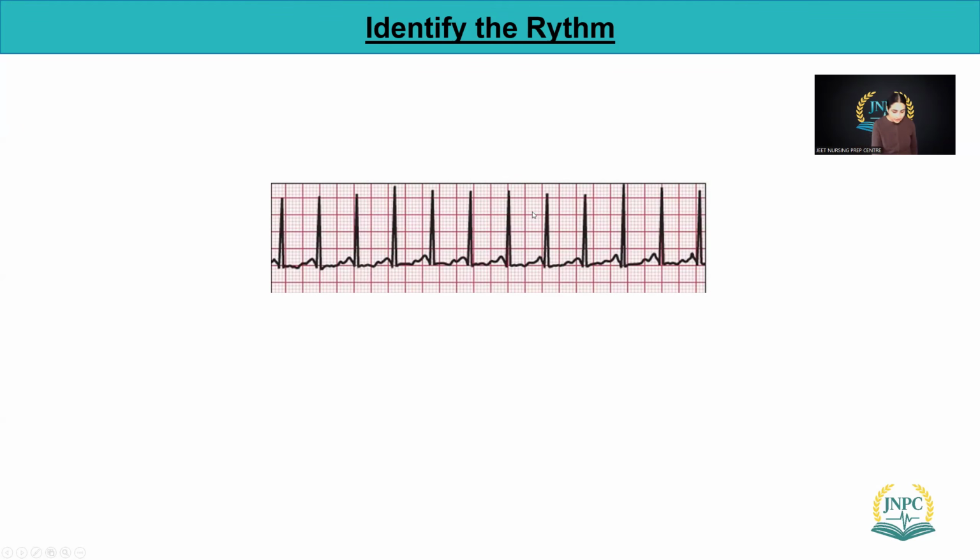But if you have to calculate the rate, between R to R, if we see this way, one big box, two big boxes, 300 divided by 2. Or if you see this one, maybe pick 2.5. So one box and then half, 2.5. What will be the rate? 300 divided by 2.5, 120. That is definitely your tachycardia, but sinus tachycardia, right? Because we have a regular ECG. So when do we have sinus tachycardia?